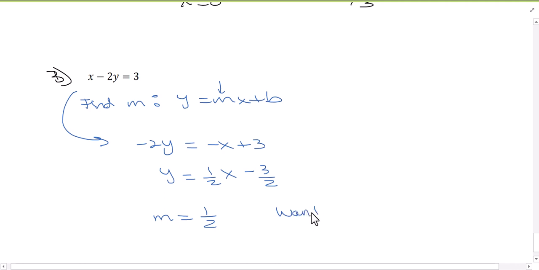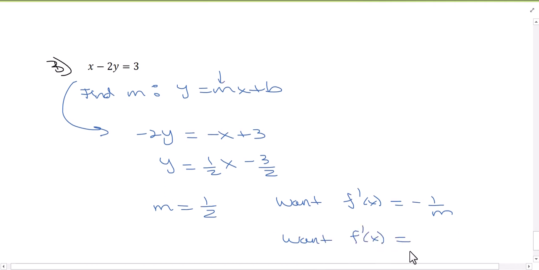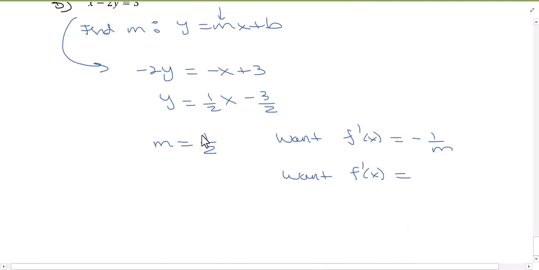Now, because we want the lines to be perpendicular, we want our derivative to be the opposite reciprocal of our slope. So that means that we want f prime of x to be opposite. So this is 1/2 positive, so we want it to be negative. And the reciprocal of 1/2 is 2. So we want f prime to be -2.